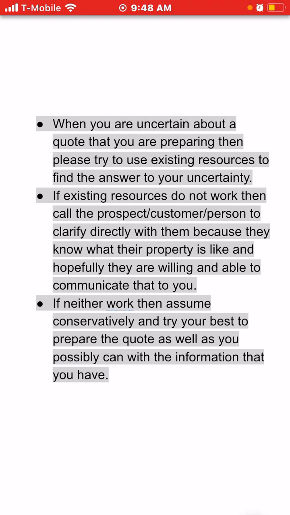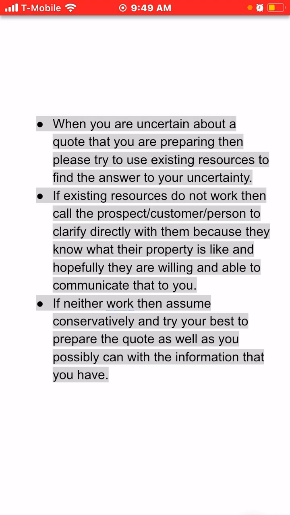Oftentimes they appreciate that, like, oh yeah, I know I have a complex property. It's hard to see because there's lots of trees or whatever the circumstance might be. If neither of those work, if looking at Realtor.com or other public information doesn't work, or contacting the person for clarification doesn't work, like the person's unwilling to talk through it or unable to communicate the situation to you over the phone, then assume conservatively and try your best to prepare the quote still as well as you possibly can with the information that you have. Assume very conservatively, and that's the order of priority of how to resolve a situation that you're uncertain about when you're preparing quotes, for instance.